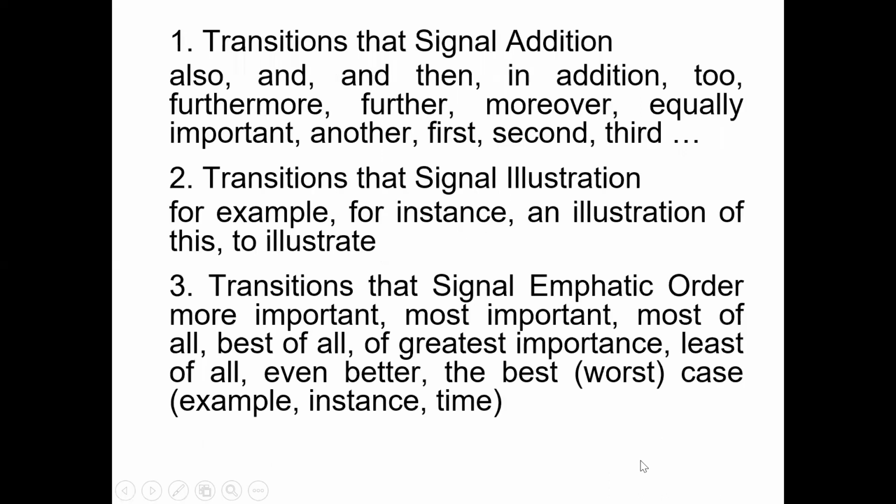All right, let's see here. So remember, when you are writing an illustration paragraph, you need to basically use 3 types of transition signals: the transition signals that show illustration, the transition signals that show addition, and the transition signals that show emphatic order.